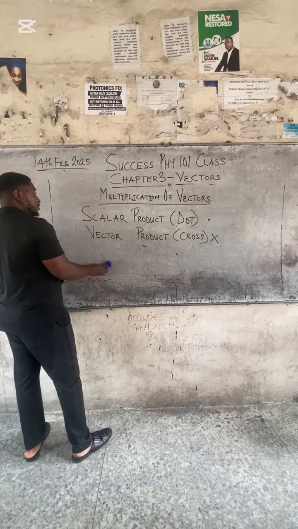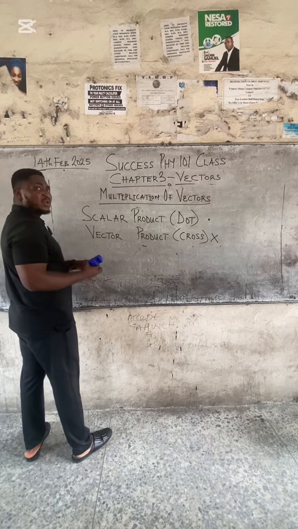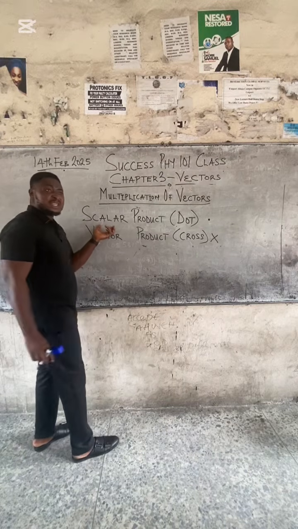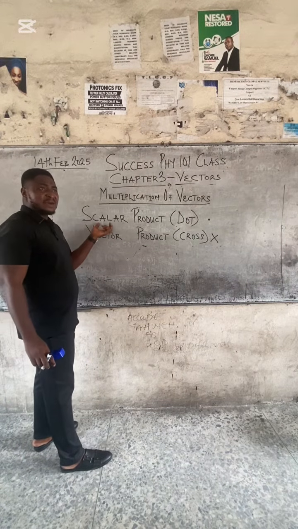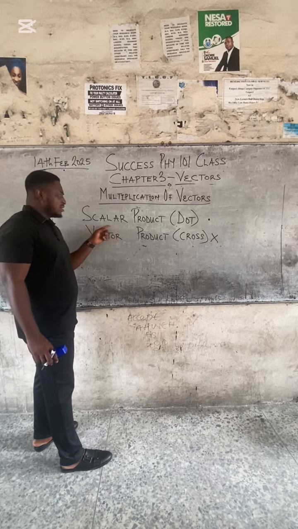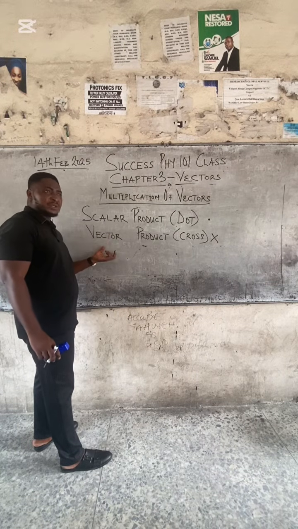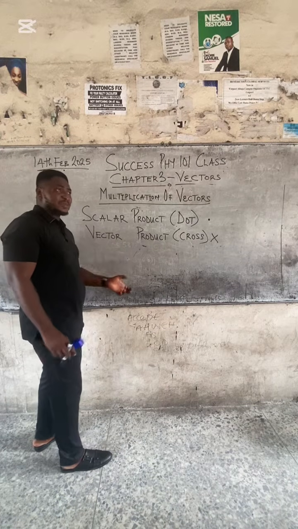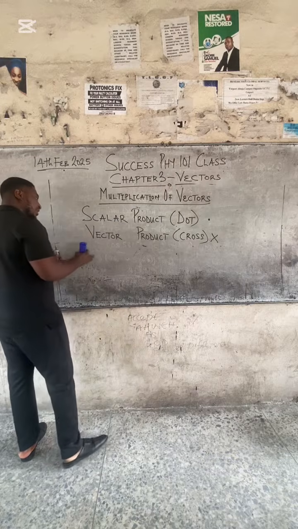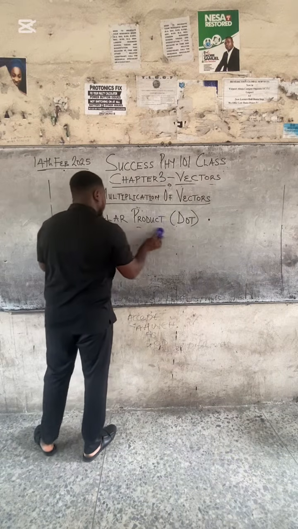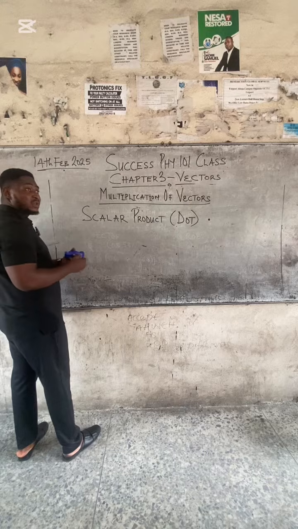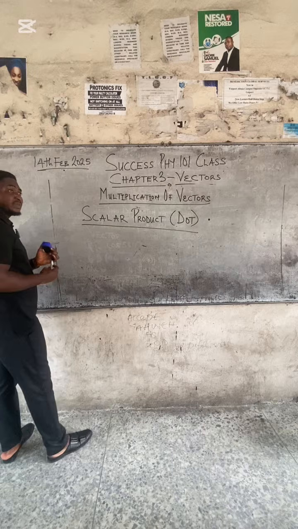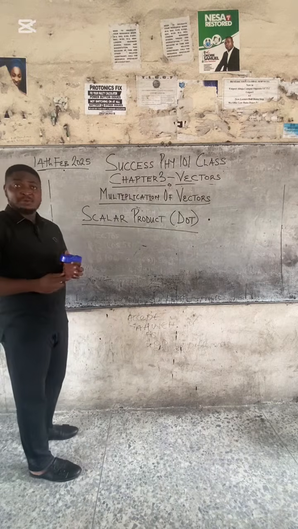Now, class, the rules. Let's start with the scalar product. Class, scalar means no direction. So more often than not, our final answer for the scalar product will not contain direction. And what represents direction? I, J, K. Our final answer will not carry I, J, K. But in the vector product, after finishing, the final answer will still contain I, J, K, because vector means direction. Scalar means without direction. Let's start with the rules for the scalar product, class.